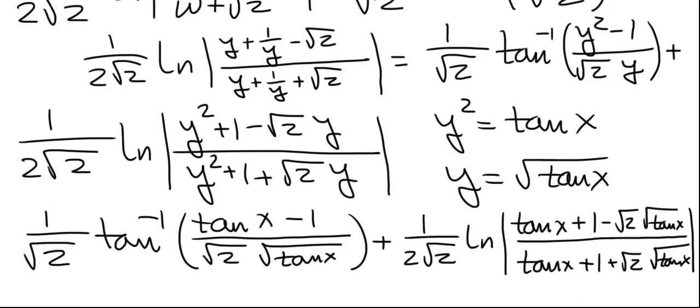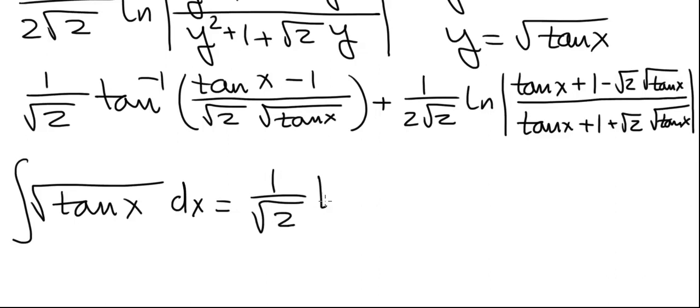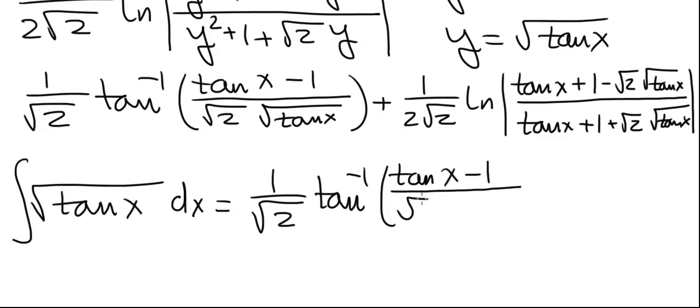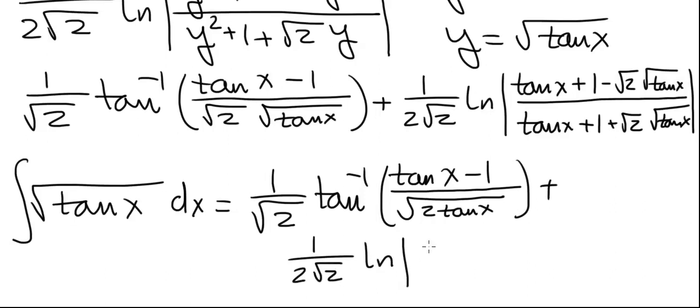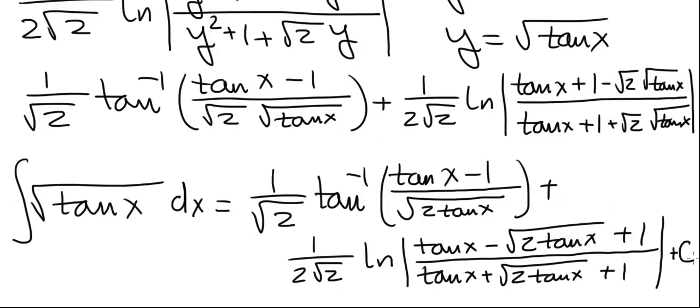And so let's summarize what we did and write the final answer. The integral of the square root of tangent x is equal to 1 over square root of 2 times inverse tangent of tan x minus 1 divided by the square root of 2 tan x, plus 1 over 2 square root of 2 natural log of absolute value of tan x minus square root of 2 tan x plus 1 divided by tangent of x plus the square root of 2 tangent of x plus 1, and then we can add a C at the end.